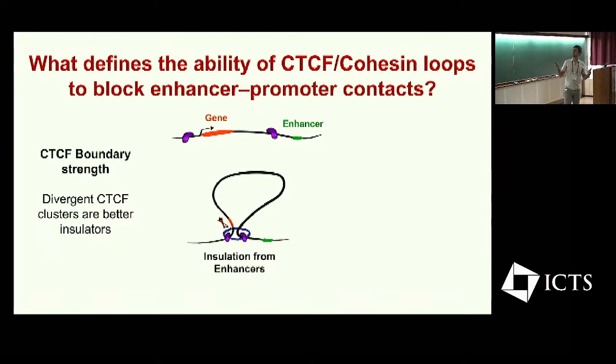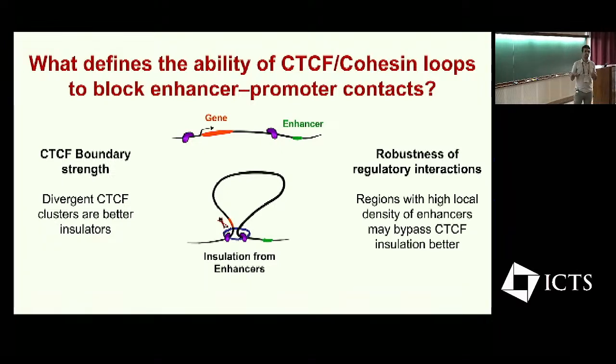So in summary, what defines the ability of CTCF cohesin loops to block enhancer-promoter interactions? Perhaps not surprisingly, the two sides of this equation play an important role. The stronger the boundary, the stronger the effect, and we show that divergent CTCF clusters are better insulators if you have CTCF motifs pointing in both directions to separate enhancers from promoters. And obviously, the robustness of the ability of the enhancers to find their target genes. And we propose that regions that have a higher density of enhancer elements may bypass CTCF insulation better.